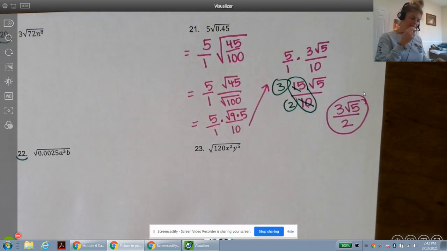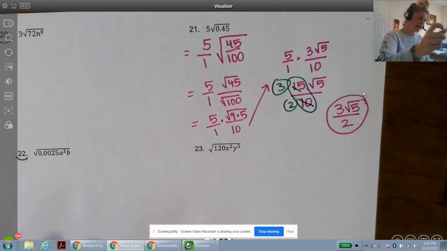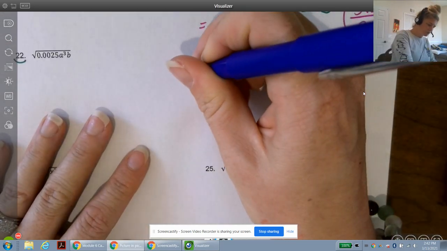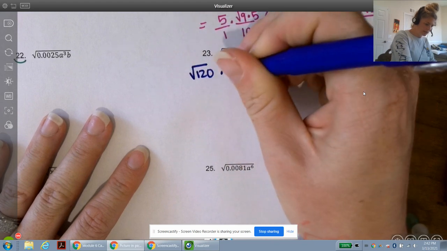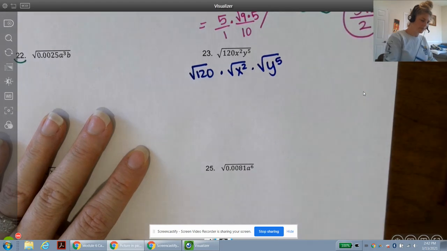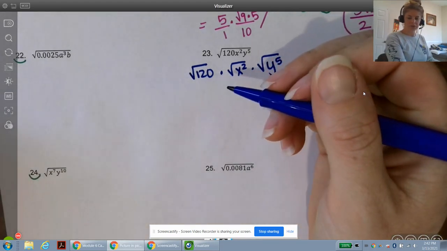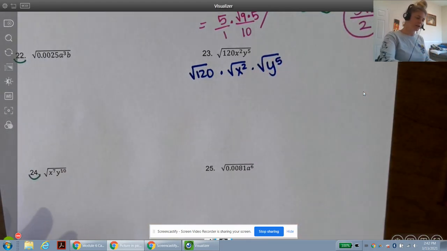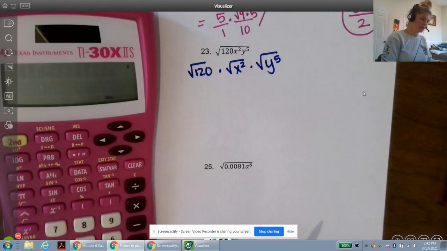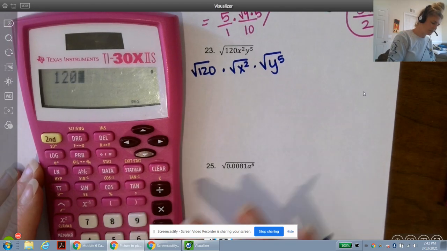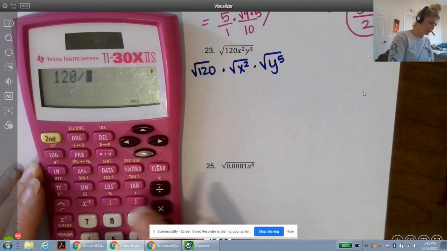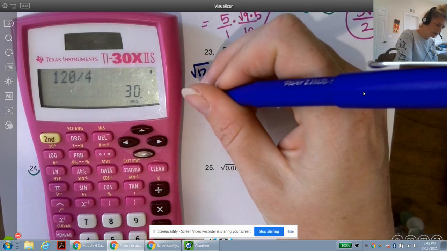Nice work, mini mathematicians. Okay, taking a look at our next one, we're going to break this into the square root of 120 times the square root of x squared times the square root of y to the 5th. So from here, square root of 120, we can start thinking of perfect squares that go into 120. Let's check 16. Oh, that doesn't work. Well, 120 divided by 4. Even numbers, typically that works.